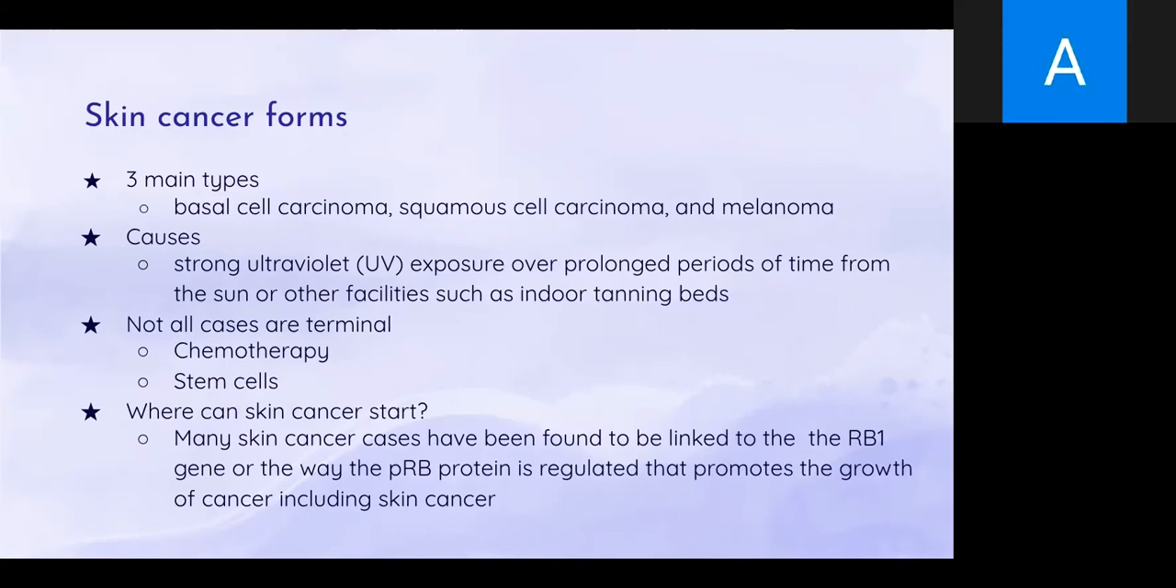And so we're also going to explore where the skin cancer can start. That was really important to me as well, because we always hear about skin cancer being uncontrolled cell division, but we don't really understand how that happens. So many skin cancer cases are found to be linked to the RB1 gene, which is actually what my entire presentation is about. The RB1 gene and the pRB protein that I'm also going to explore and explain, and how those two, the gene and the protein, can contribute to malfunctions in the cell cycle.